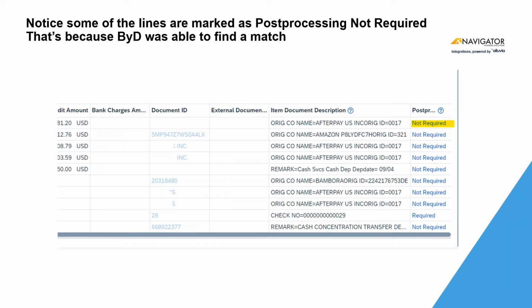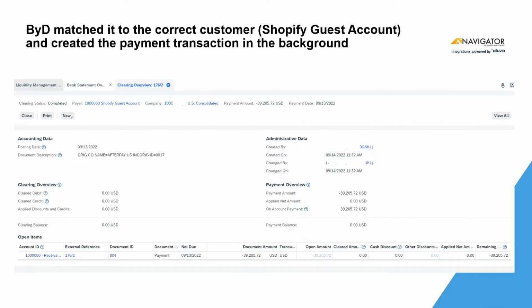If they are marked as post-processing not required, that means it was able to find the match. And if not, as you saw in the demo earlier, you would go ahead and manually match it. So here we're doing the ByDesign matched into the correct customer, Shopify guest account, as you can see here, and created the payment transaction in the background.